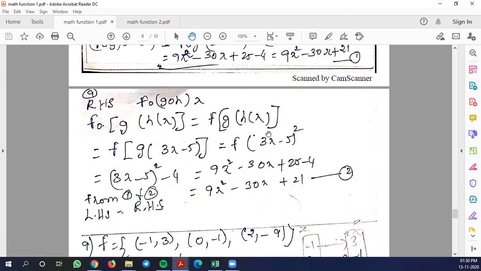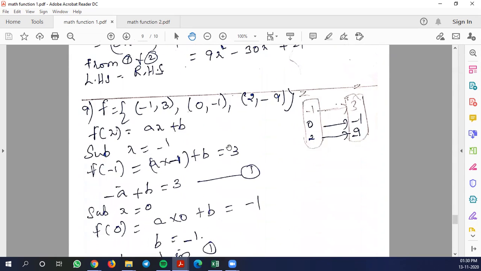Now what is f of this one? So what is f of x? It is x minus 4. In the place of x, 3x minus 5 the whole square minus 4. So expand this one. That's all. (a minus b) the whole square, a square minus 2ab plus b square, minus 4. Combine these two, 21.